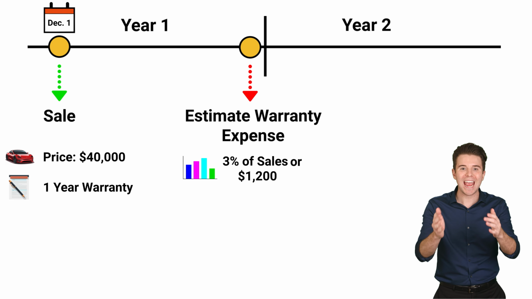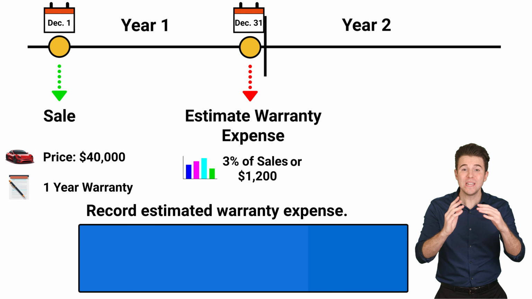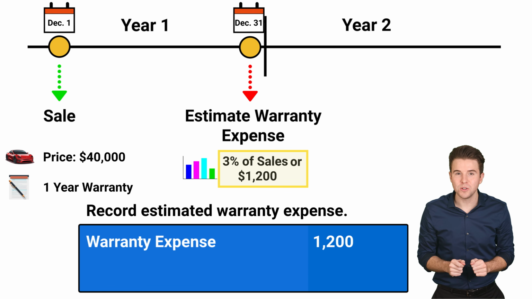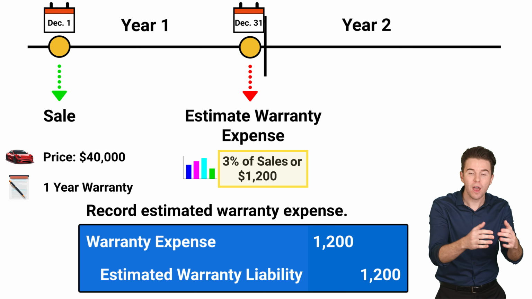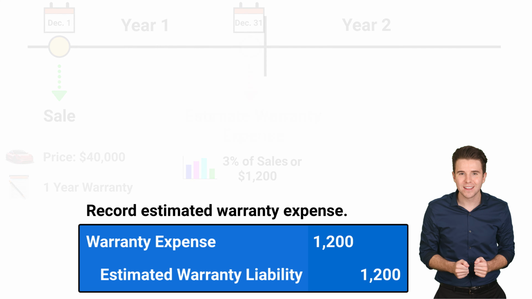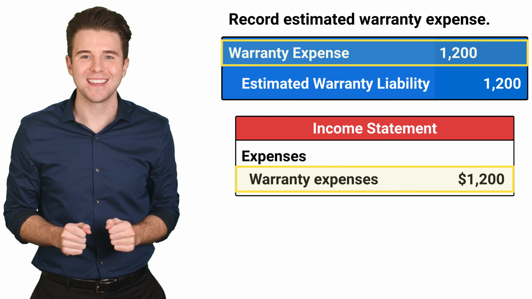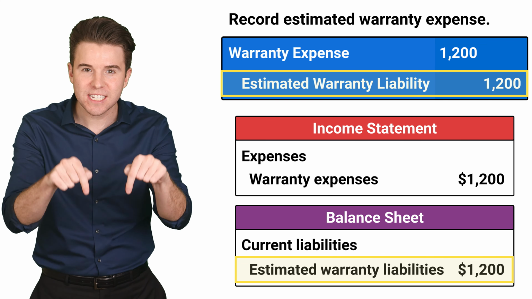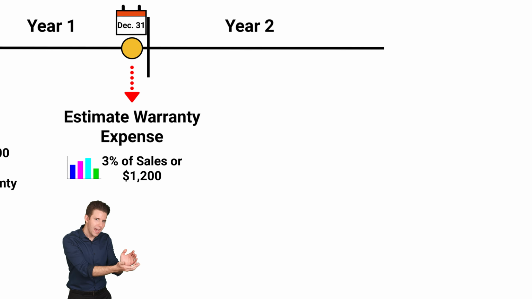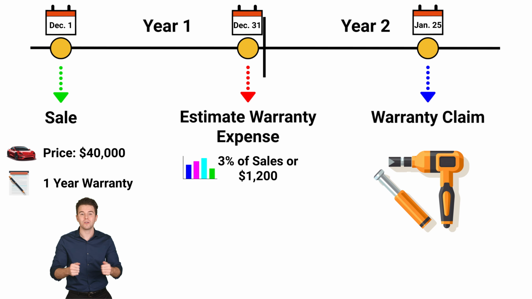Now, because warranty expense is recorded in the period when the product is sold, we record an adjusting entry at the end of the accounting period on December 31st. We debit warranty expense for $1,200 and credit estimated warranty liability for $1,200. Warranty expense is reported on this year's income statement, and the estimated warranty liability is reported on this year's balance sheet.